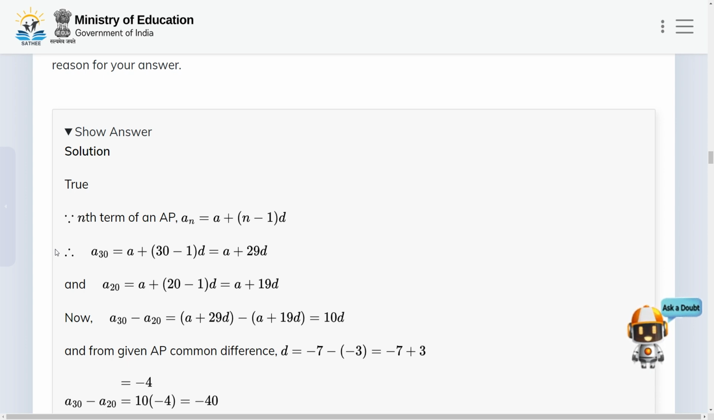Okay, so now take the difference. a30 minus a20 is equal to a plus 29d minus (a plus 19d), and this is equal to 10d.